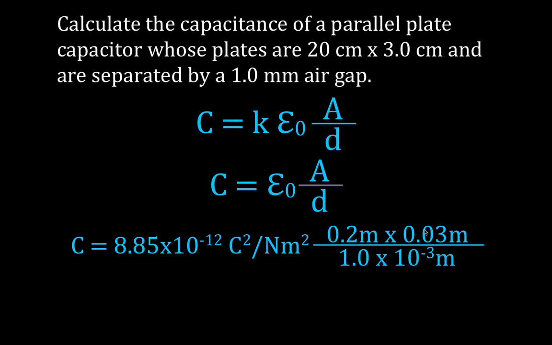The area we're going to calculate right here. We have 20 centimeters, which is 0.2 meters. We have 3 centimeters, which is 0.030 meters. Divide that by the distance, which is 1 times 10 to the minus 3. That's millimeters, because it says right here millimeters. We have to convert everything to meters in this case. And then we're going to just simply multiply this by this divided by this. And we get that the capacitance of this capacitor is 5.3 times 10 to the minus 11 farads. These units work out to farads, which is a coulomb per volt. Okay, so that is our first example without a dielectric.